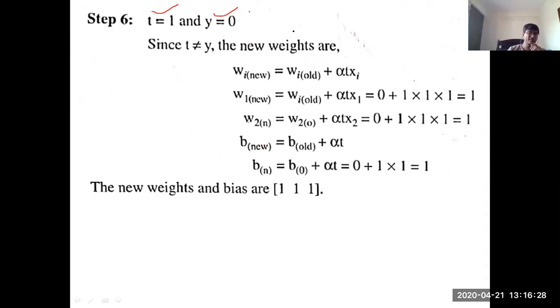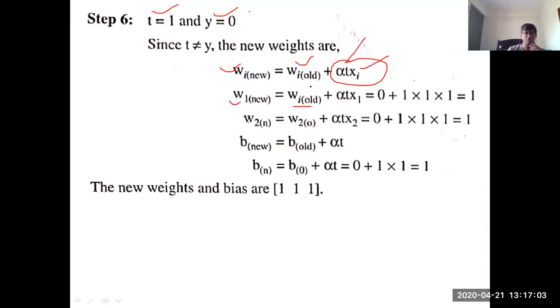As per the rule, if the target and output are not the same, then we have to find the new weights. The new weight calculation formula was defined like this. We have to calculate both new weights, W1 and W2. It is based on the old weight plus a factor which involves the learning rate, the target value, and the input value. So W1 new becomes W1 old.